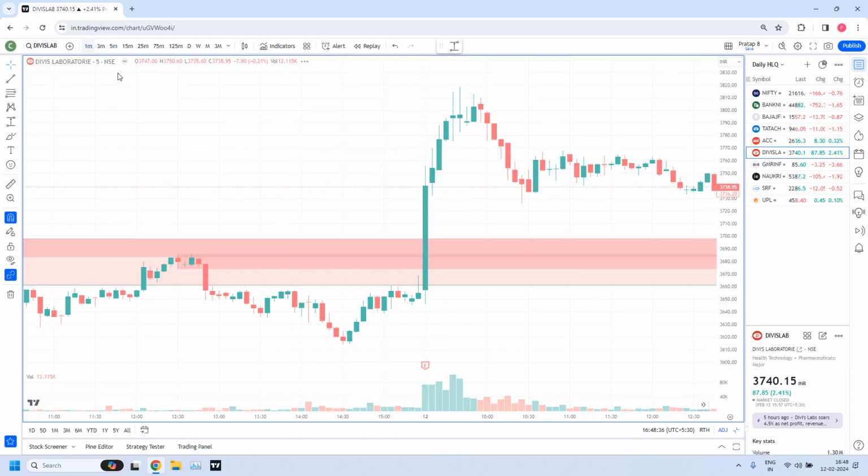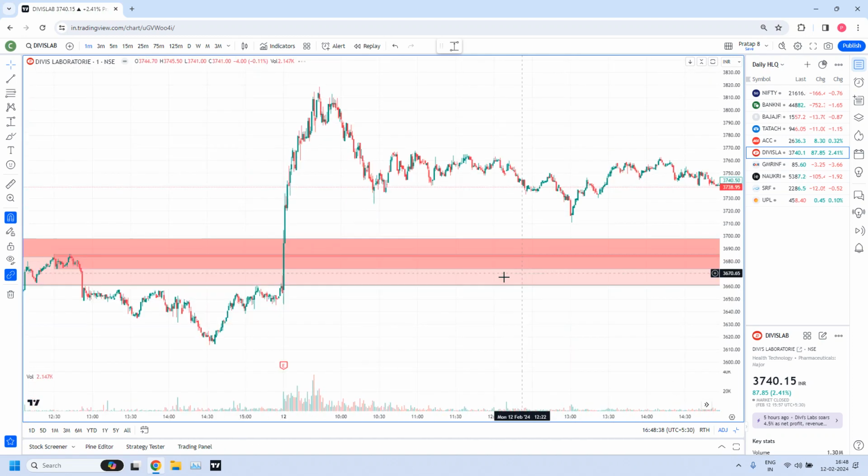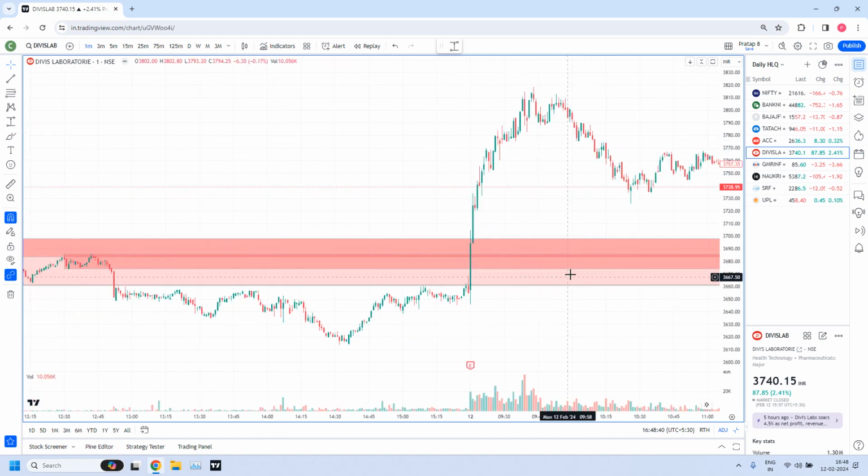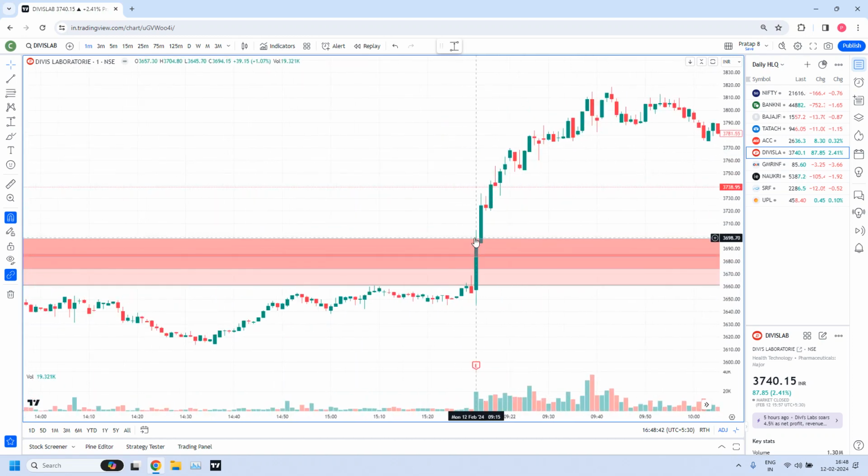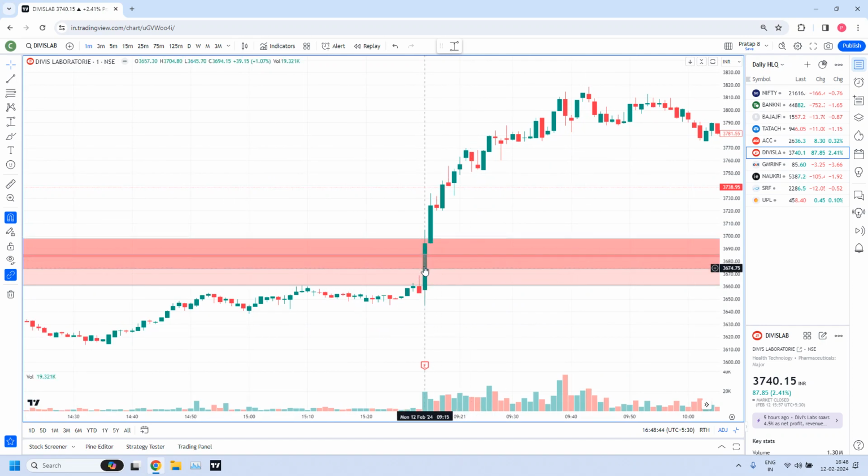If you look into 1 minute, you get better clarity. Not even any resistance from here today. See, this zone is easily violated. At the top also, prices easily violated it.